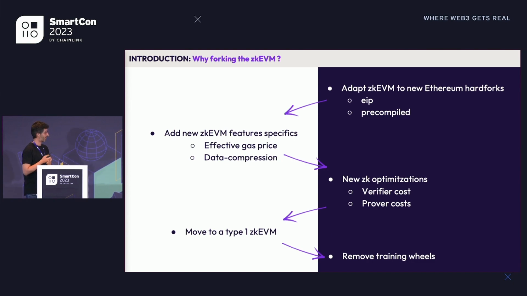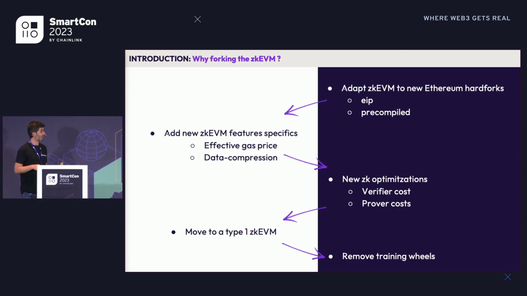Also, moving to a type 1 zkEVM. What does it mean? Currently there are a lot of zkEVMs in production, in mainnet, but I would say that none of them is a type 1 zkEVM. Type 1 zkEVM means that the zkEVM behaves exactly as the EVM. There are type 2s, there are type 3, there are type 4. There is a blog post by Vitalik explaining them. If you want to move forward, from type 3 to type 2, or type 2 to type 1, you need to do protocol upgrades as well. It means that you need to do a fork.